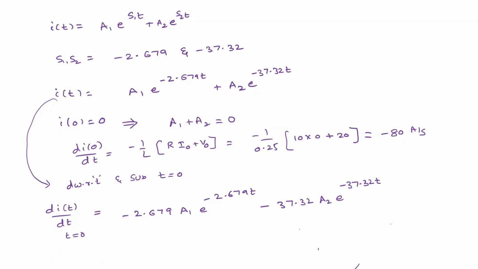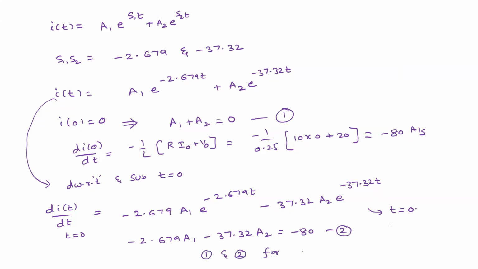So we need to substitute t equal to 0. If we substitute t equal to 0, it is minus 2.679 a1 minus 37.32 a2. What is its value? Minus 80 ampere per second, right? So this is equal to minus 80. This is one equation and this is another equation. So we need to solve 1 and 2 for a1 and a2.